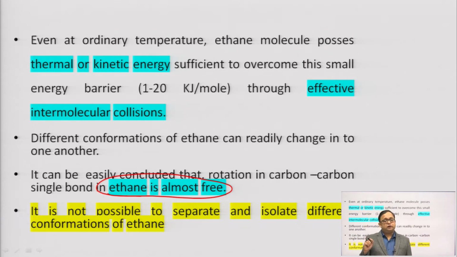That is why we use the term that there is almost no energy barrier. This energy barrier is very low, of the order of 1 to 20 kilojoule, and effective intermolecular collisions possess sufficient kinetic energy so that it can be overcome easily.